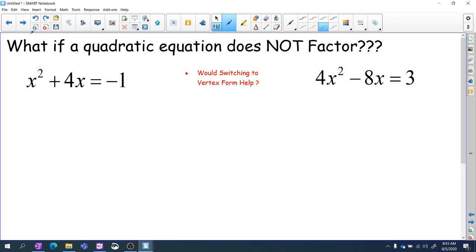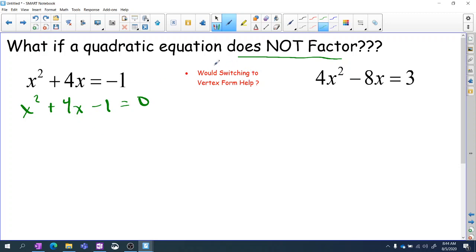Okay, so what if you were presented with this quadratic, x squared plus 4x equals negative 1, and I asked you to solve it? So you say, oh, I know how to do that. He said make it equal to 0, which you did. But then here's your dilemma. It doesn't factor. Well, if it doesn't factor, obviously our factoring skill sets are not going to help us.